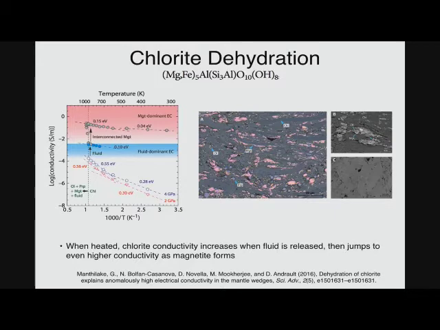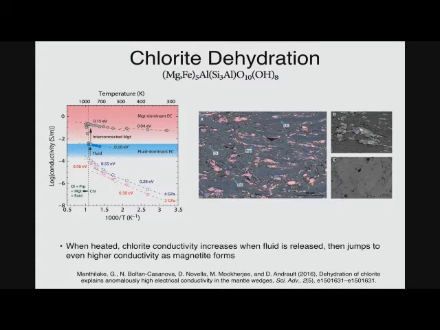And then as they heated the samples even longer, and this wasn't even a long experiment, I think it was 40 minutes to go from here all the way up to here, they noticed after the fluid release phase, they got another jump up in conductivity when magnetite started forming inside the crystal. And so they basically have said that some of these conductivity anomalies that we see in the mantle wedge might be explained simply by chlorite dehydration and this formation of magnetite.